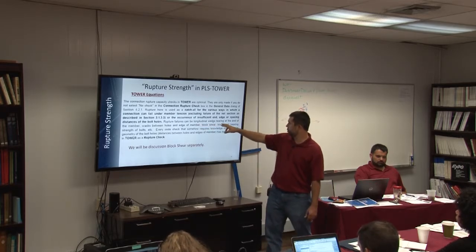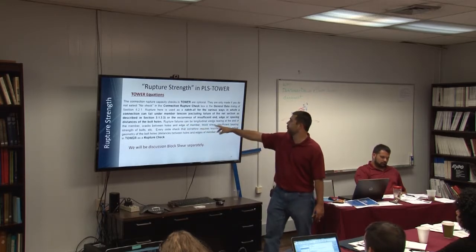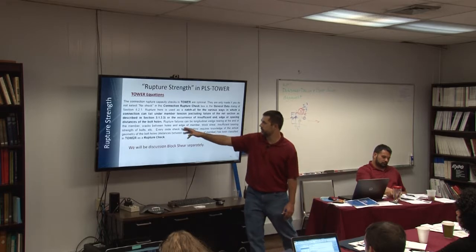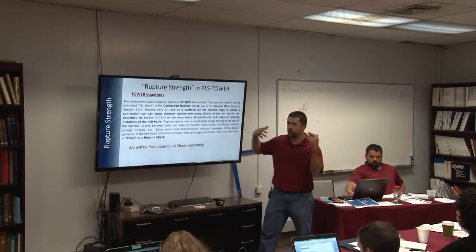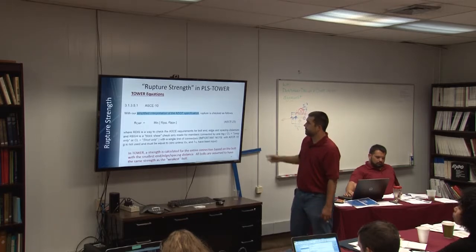Rupture failures can be longitudinal wedge tearing at the end of the member, cracks between holes in the edge of the member, block shear, insufficient bearing strength of bolt. So all this falls under rupture, right? They capture all of this.